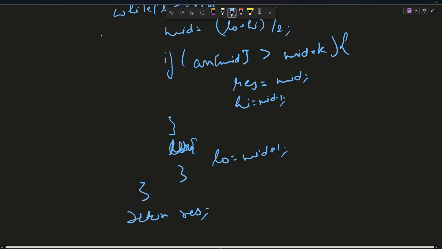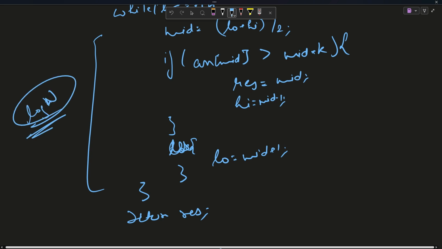So what is actually happening? This is working the same algorithm in log of n time. So I hope you're clear with it, and let us just move to the code and end the video.